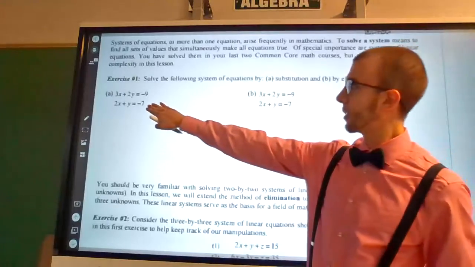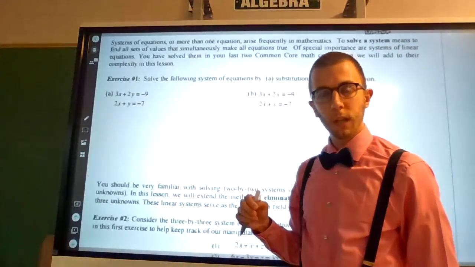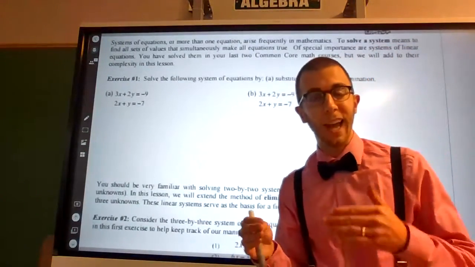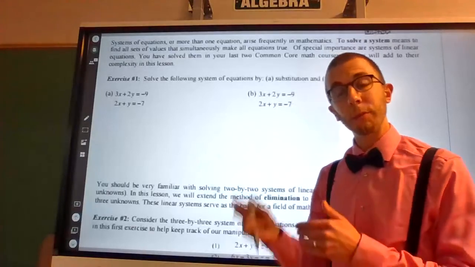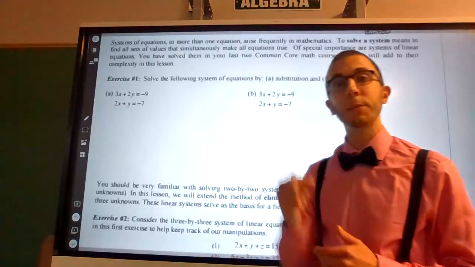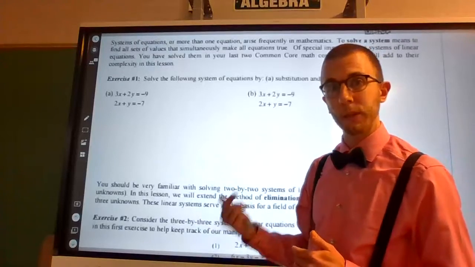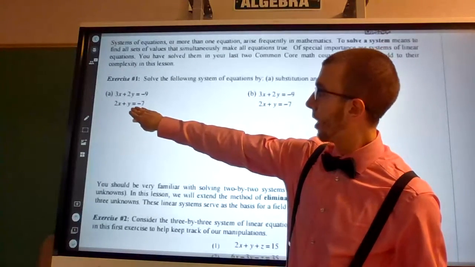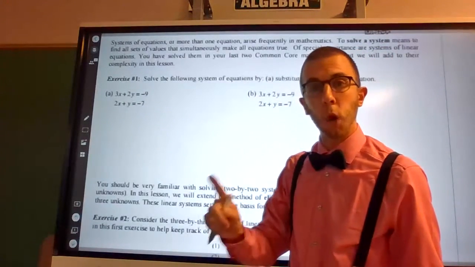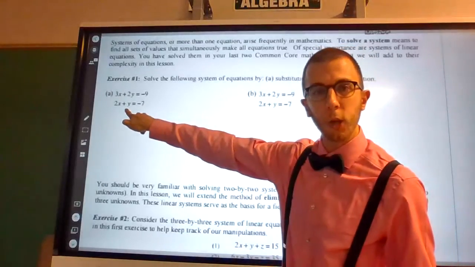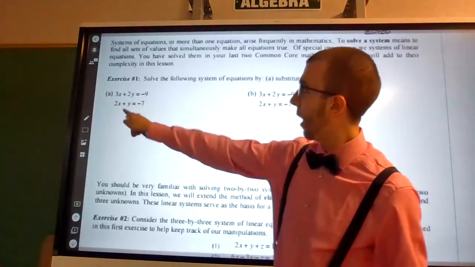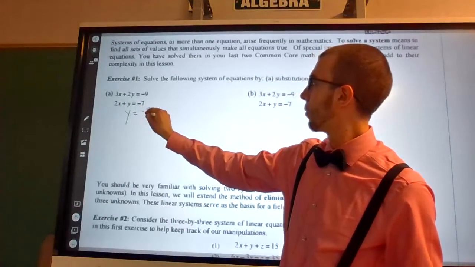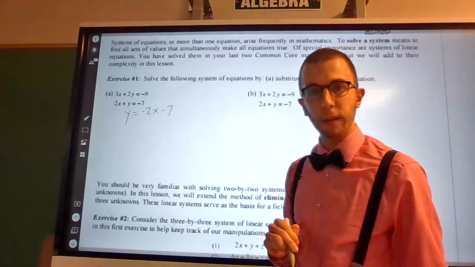To solve with substitution, one thing we need to remember is that one of those equations has to be in either x equals form or y equals form, because then we will take whatever that variable equals and substitute it into the other equation, hence substitution. So I'm going to focus on my one equation where one of my variables has a coefficient of 1. That's the second equation here, because the coefficient on y is only 1. So I'm going to subtract 2x from both sides to get that in y equals form. y equals negative 2x minus 7.